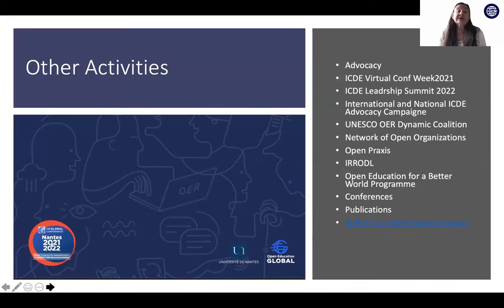Some other activities we are doing in the ICDE OER Advocacy Committee is, as I said, of course, about advocacy. We work with the ICDE Virtual Conference Week. We will have presentations there, and many of us are in the scientific committee for the conference. We also work with the ICDE Leadership Summit. I'm in the program committee. And we work together with ICDE on their new advocacy campaign. And of course, we are following the UNESCO OER Dynamic Coalition, and we are also involved in the network of open organizations and participate in their monthly meetings and follow their work.